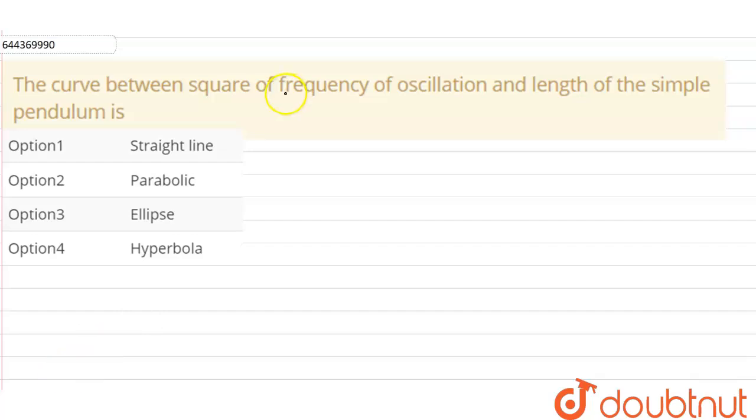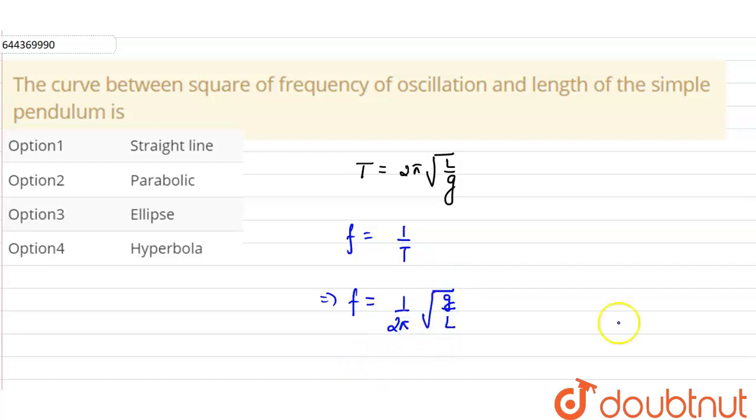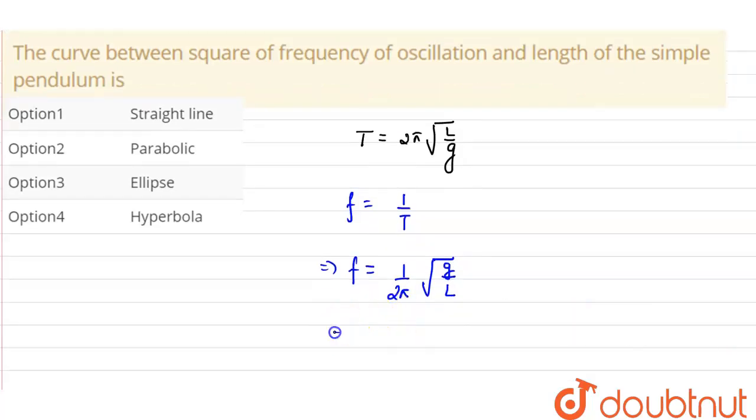Now as we know, the time period of the oscillation of a simple pendulum is given as T equals 2 pi under root of L upon g, and the frequency is nothing but the inverse of the time period. So from here we get frequency as 1 upon 2 pi under root g upon L, or what we can write is frequency square equals 1 upon 2 pi into g upon L.